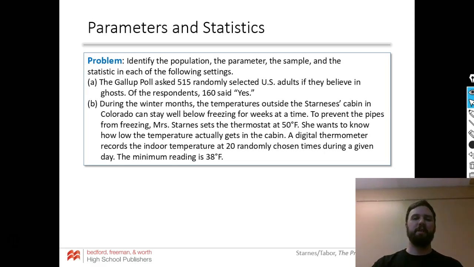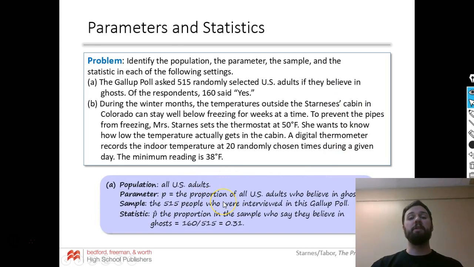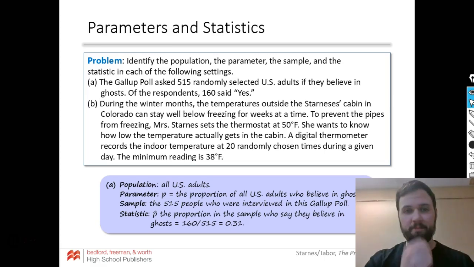So let's look at A. So they polled 515 randomly selected U.S. adults. So the population they're looking at is United States adults, right? The parameter, we want to know what's the proportion of everyone in the United States who's an adult that believe in ghosts. The sample is the 515 people you selected. And the proportion, the statistic, the P with a hat, it's actually called P hat, is the 160 out of 515, or the 31% that said they believe in ghosts. That statistic we got to estimate the parameter.